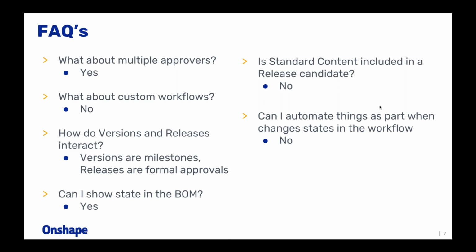What about standard content, or what about things that I don't want to revision manage? First off, standard content is not included in release candidates. It's not revision managed, right? So you don't have to do anything special for standard content. That's automatically done for you. So the nuts and bolts you insert using standard content will just be excluded.